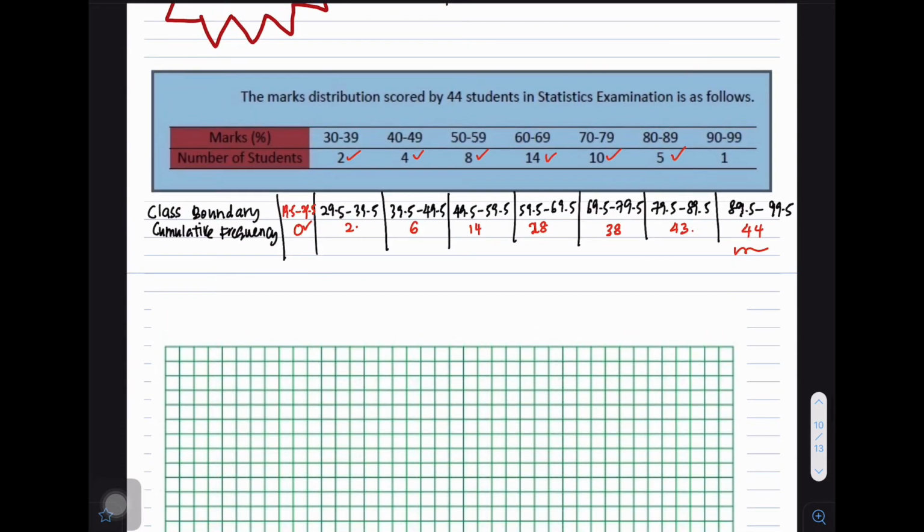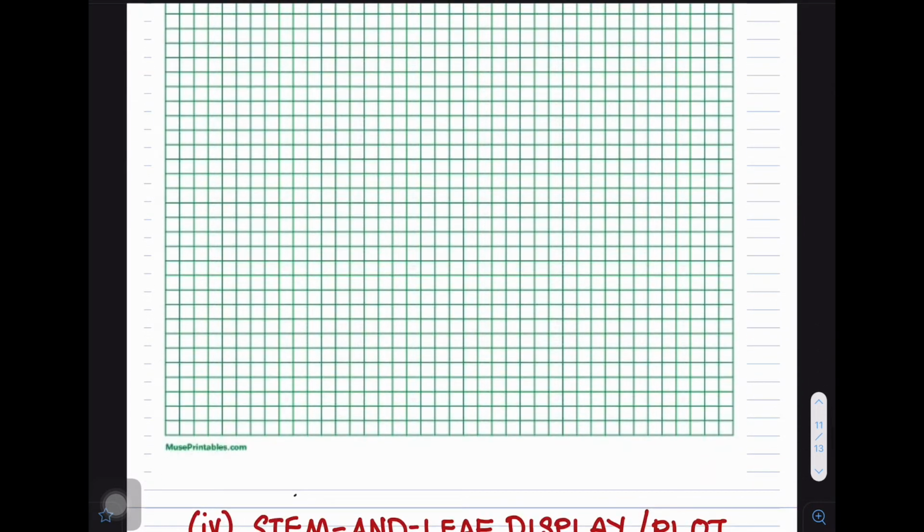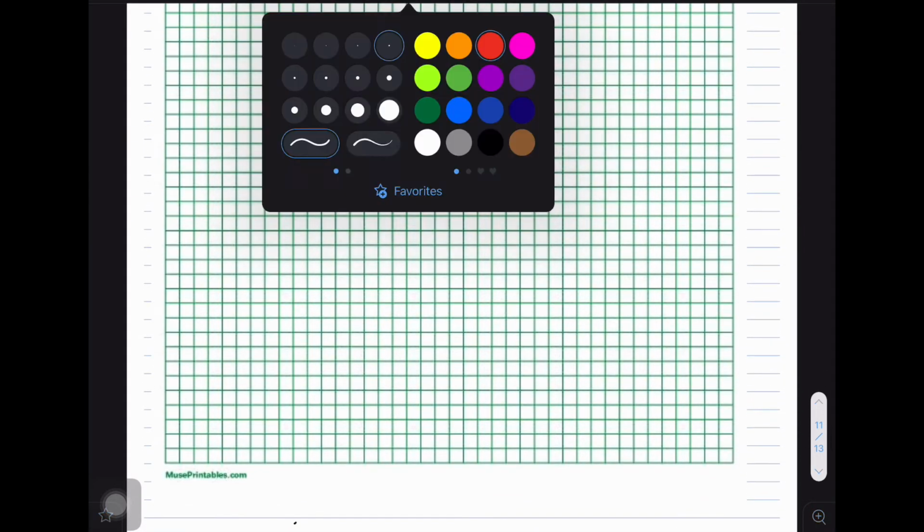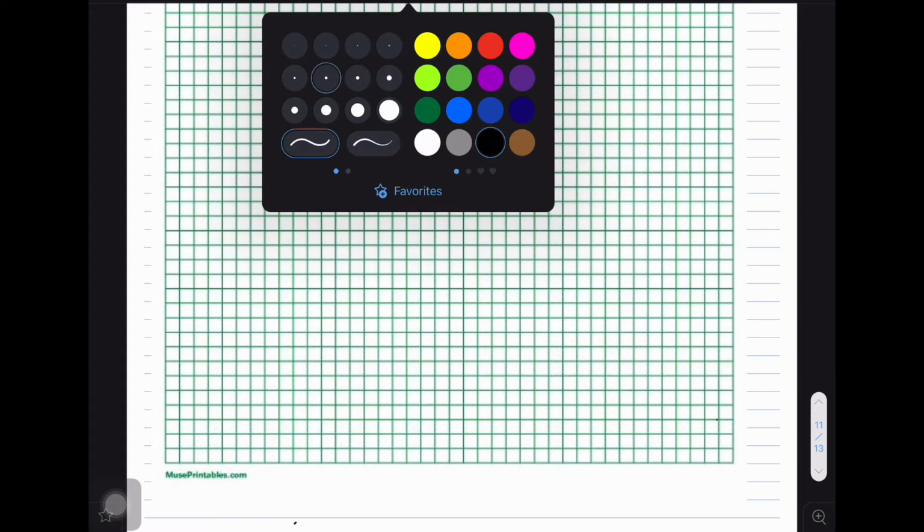So kita ada berapa kelas ni? 1, 2, 3, 4, 5, 6, 7, 8. Campur dengan kelas yang sebelum. So kita ada 8 kelas. Okay, so kita akan plot upper boundary. So let's say I want to put it here. Okay, so 8 kelas, remember.